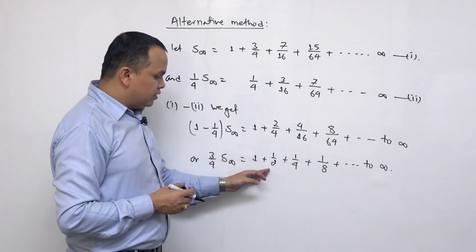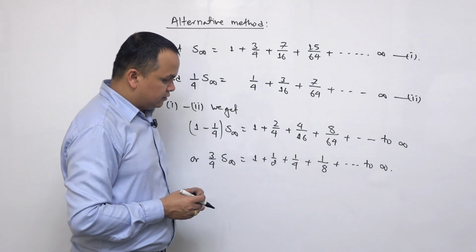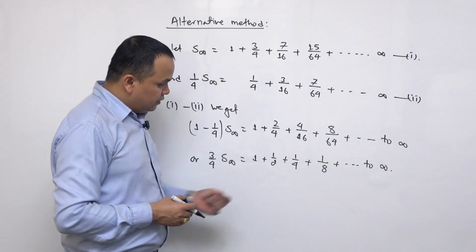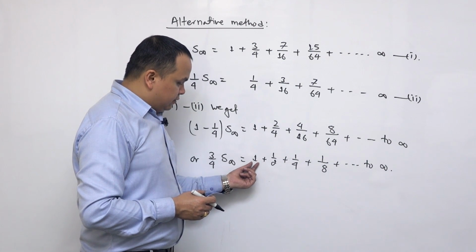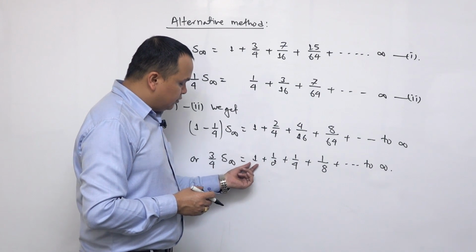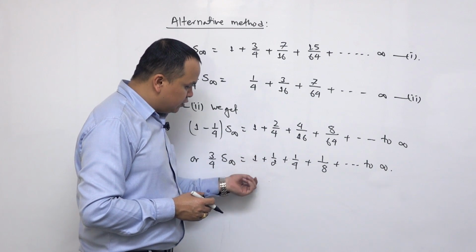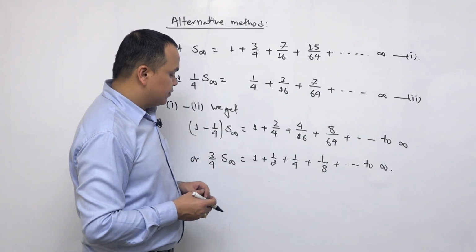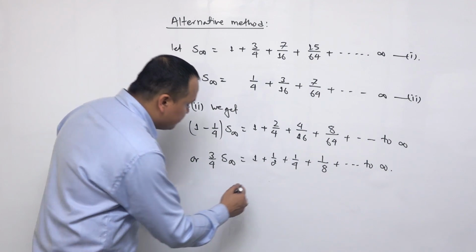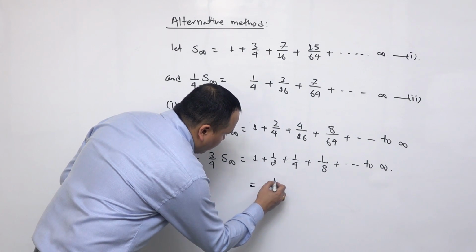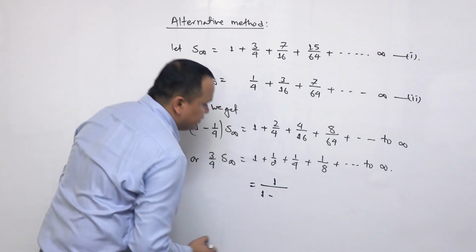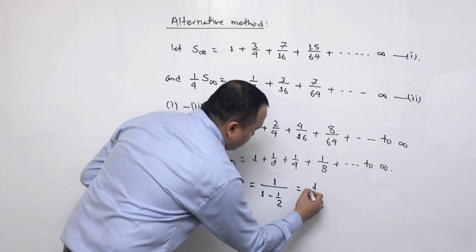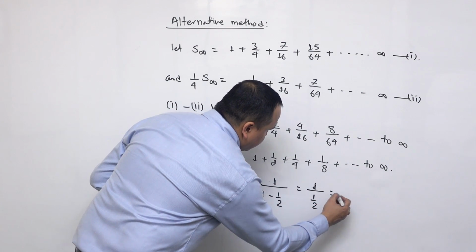Here 1 plus 1 upon 2 plus 1 upon 4 plus 1 upon 8 plus so on, which is purely a GP, with first term 1 and common ratio T2 by T1, 1 upon 2 upon 1 gives 1 upon 2. Then the modulus of 1 upon 2 is again 1 upon 2, which is less than 1, so it has a finite sum. So by the formula A upon 1 minus R, where R is T2 by T1, 1 upon 2, this is 1 upon 1 upon 2, which is just 2.